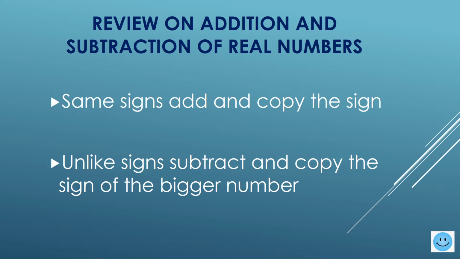First, remember this one. Same signs, add and copy the sign. For unlike signs, say for example, negative 5 plus positive 3, all you have to do is to subtract and copy the sign of the bigger number.